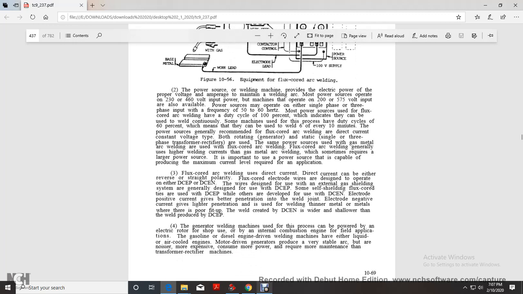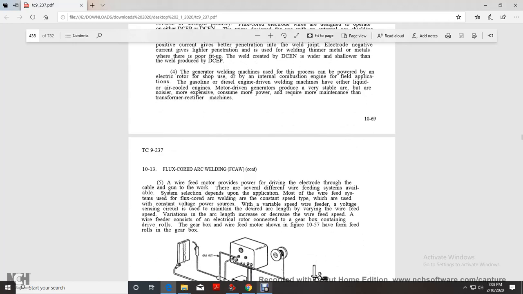Generator welding machines used with the process can be powered by either an electric motor for a shop, or by an internal combustion engine for field application, such as a gasoline or diesel engine driven welding machine, either liquid or air cooled, with the motor driving the generator. They provide a very stable arc, but are noisier, more expensive, consume more power, and require more maintenance than transformer rectifiers.